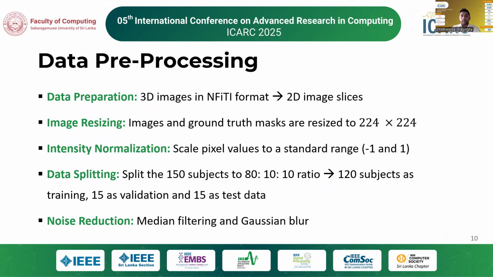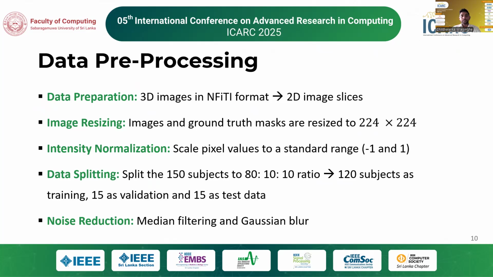As the first step of data pre-processing, 2D images are extracted from the 3D images. These images and their ground truth masks are then resized to 224 by 224 pixels to ensure consistent dimensions across all images and masks. Intensity normalization is applied to scale pixel values between -1 and +1 to enhance the model convergence and stability. The dataset is split in an 80-10-10 ratio, allocating 120 subjects for training, 15 for validation, and 15 for testing. Finally, to enhance the image quality, noise reduction techniques such as median filtering and Gaussian blur are applied.